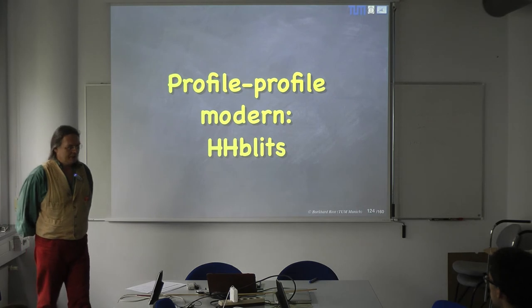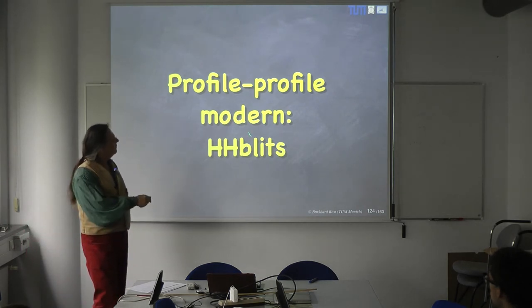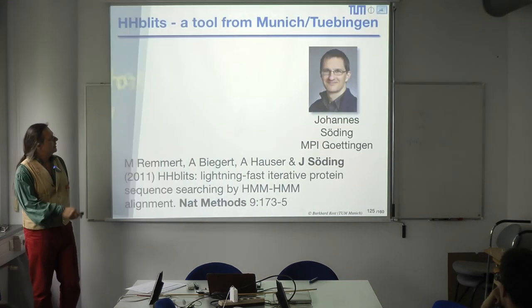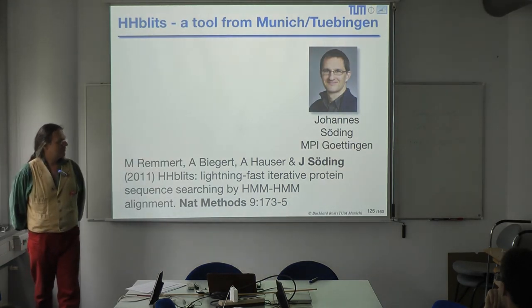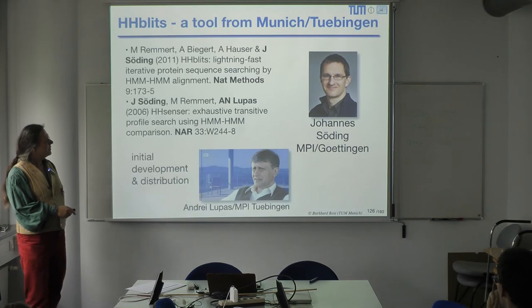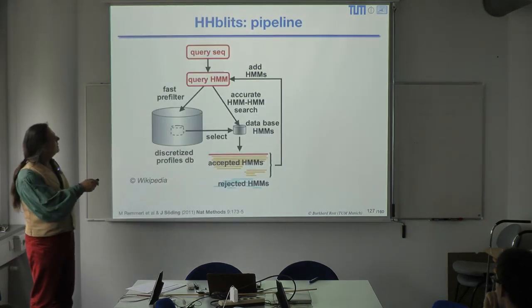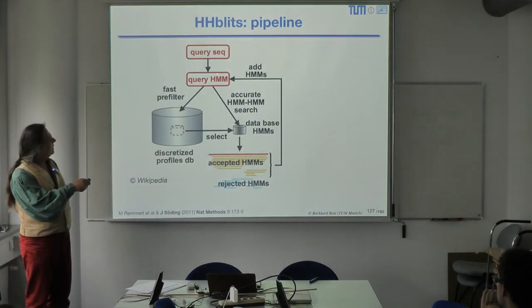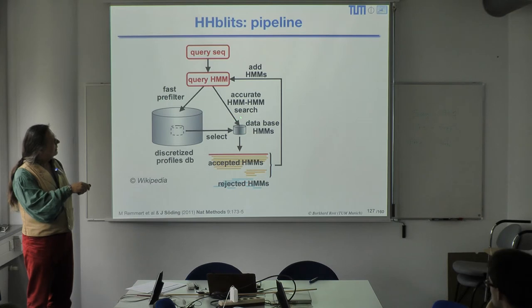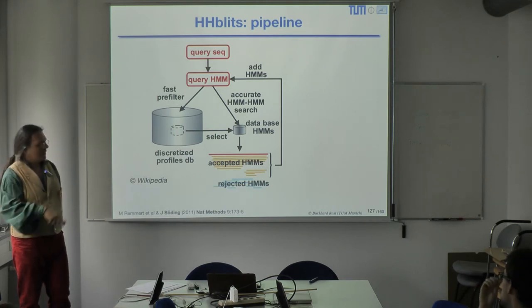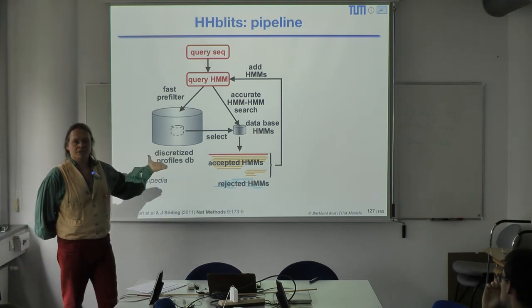You do much better. And in fact, here is a more modern way of doing an entire profile-profile alignment, HHblits. That comes from Munich, from the group of Johannes Söding, who is at the Max Planck Institute in Göttingen, but has been in Munich for most of the time of the development. It started in Tübingen with Andrei Lupas. The idea is you start with a query sequence, you find an HMM, you have some fast pre-filter of datasets of HMMs, you go on and align the pre-filtered set, that is a million or a couple of million here, against your HMM, and you do essentially an HMM by doing something like the consensus idea.